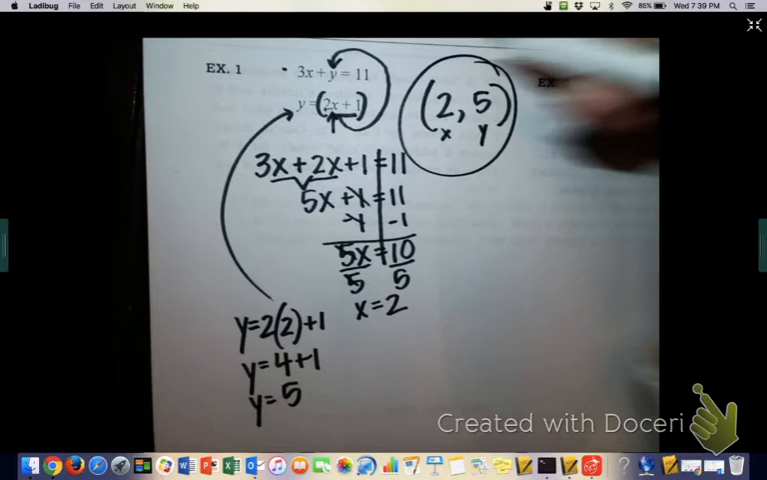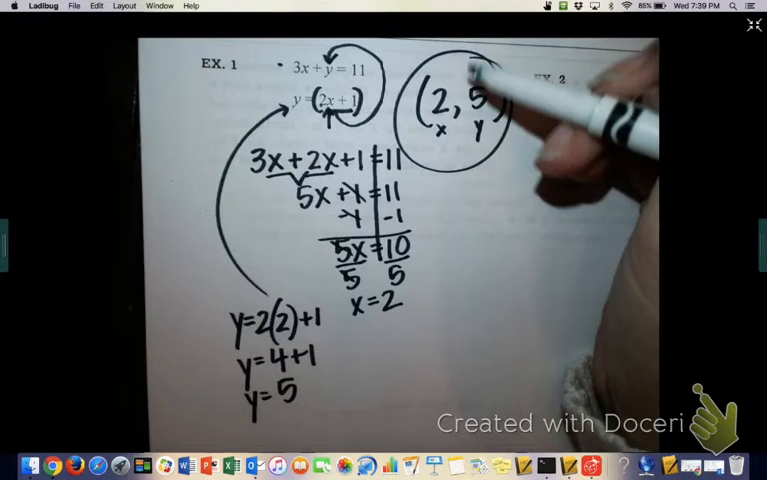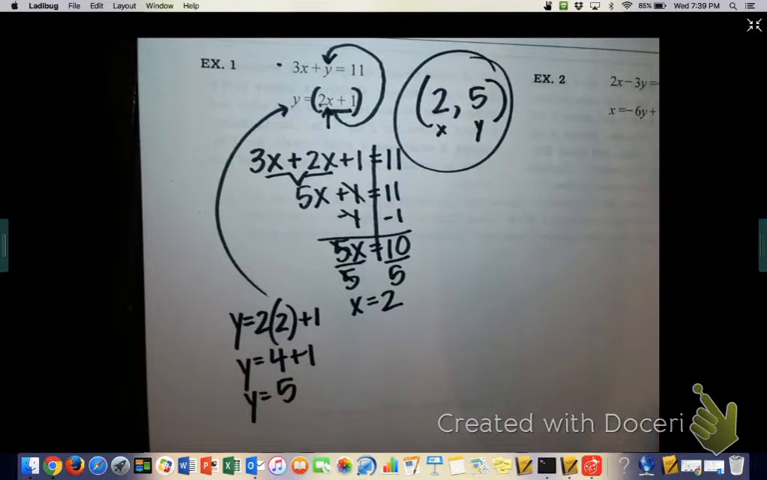So if we were to graph this, which I didn't give you graph paper, they would have intersected. These would have been 2 lines, and they would have intersected at 2, 5.